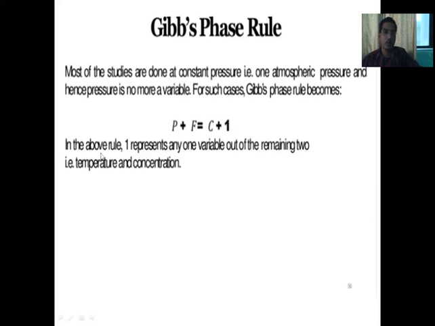Out of the three variables, temperature, pressure and concentration, one variable, pressure, is constant, and we are going to neglect it. Hence in the above rule, 1 represents any one of the remaining two variables, that is temperature and concentration. In the earlier case there were three variables, temperature, pressure and concentration, and we used two. Now there are only two variables, so we consider any one of them. This is the final statement of the Gibbs phase rule: P plus F is equal to C plus 1.